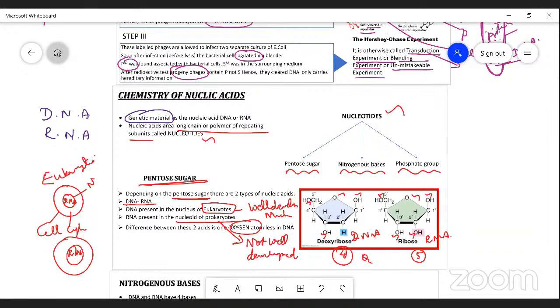So next one. How many parts does the nucleotide have? 3 parts. One is the pentose sugar, second one is the nitrogenous bases, and third one is the phosphate. In this part, we discussed pentose sugar. So next one.